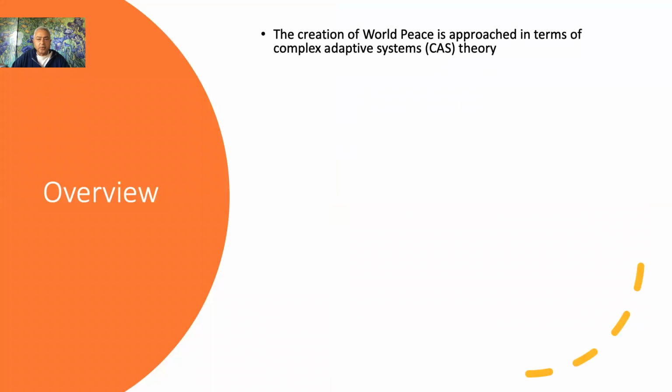The creation of world peace is, of course, here approached in terms of complex adaptive systems theory. So very briefly, a complex adaptive system can be thought of as a system that comprises a number of independent, autonomous, interacting units in which there is no centralized control. And yet, such a system, as research indicates, remains one of the most resilient systems in existence.